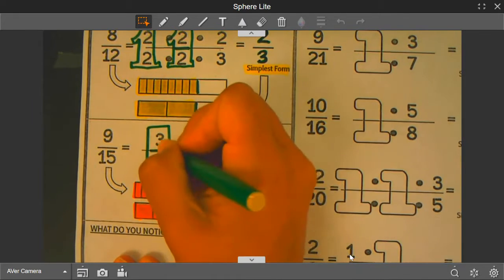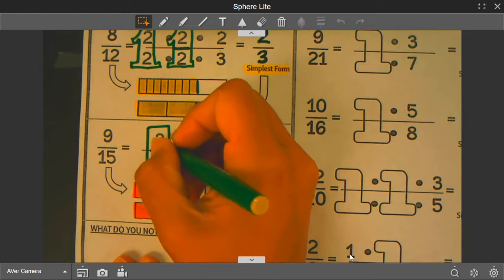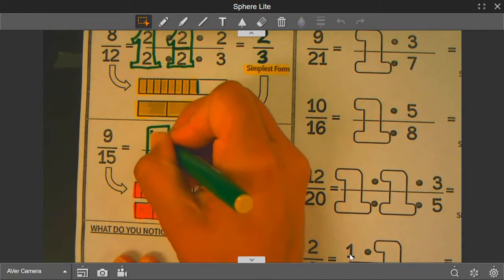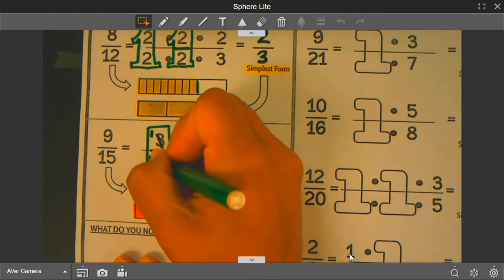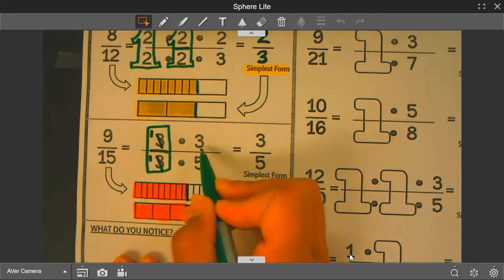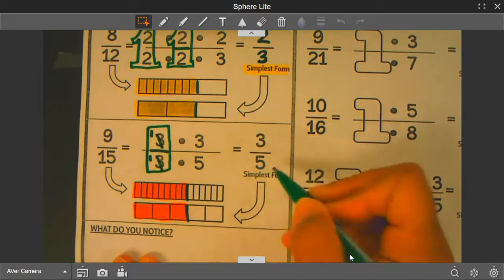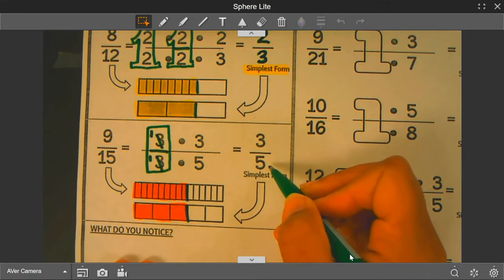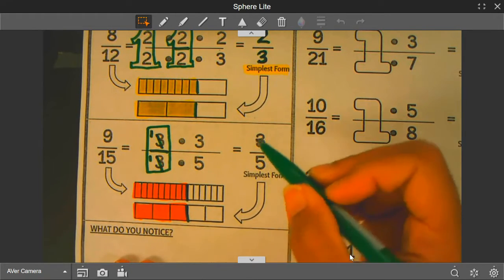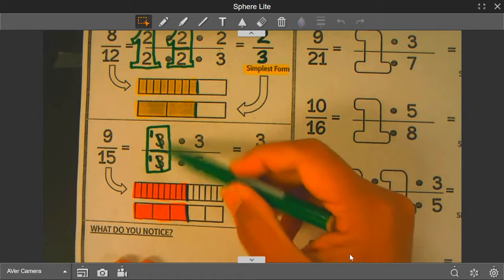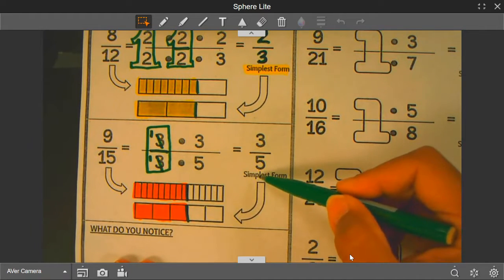So now remember, this is now a 1. So if you want to put a 1, just to remind you. So now I have 1 times 3, which is 3. 1 times 5, which is 5, right? So what we are noticing is that our giant 1s are used to simplify a fraction.